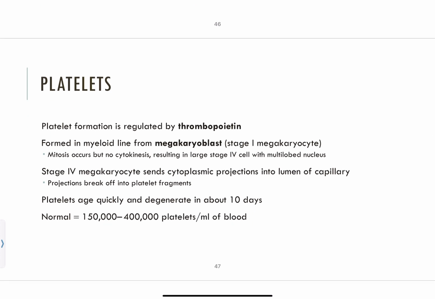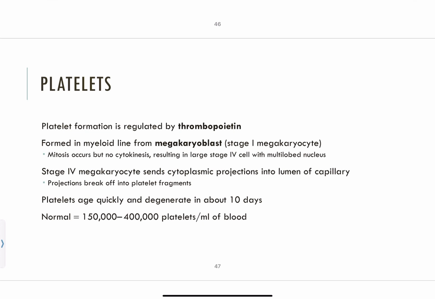So let's talk about their formation. Their formation is going to be regulated by a hormone. That hormone is thrombopoietin. When we talked about erythrocyte formation, that was regulated by a hormone as well. That was erythropoietin. When we talked about our leukocyte formation, that was regulated by two chemical messengers. One was colony stimulating factors and the other one was interleukins. And now we're on platelets and it's regulated by a hormone, and that's thrombopoietin.